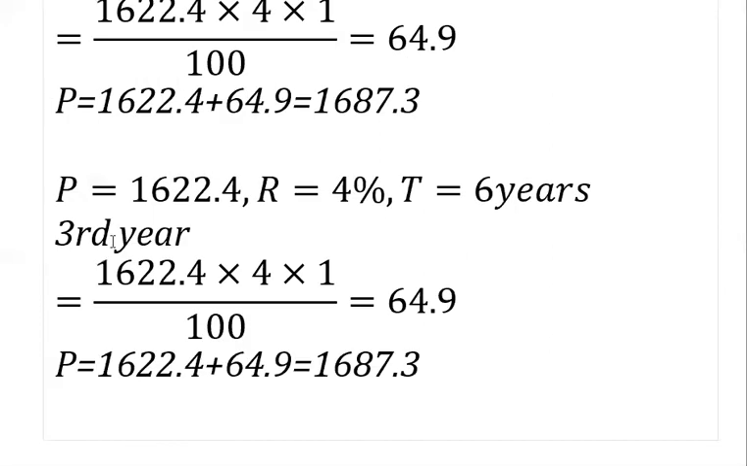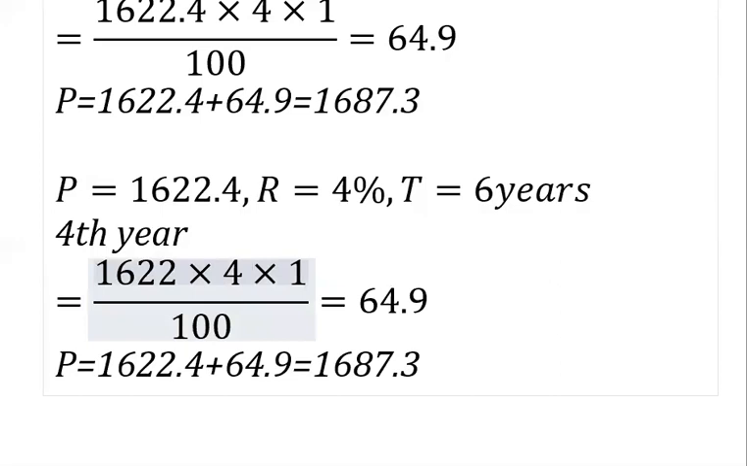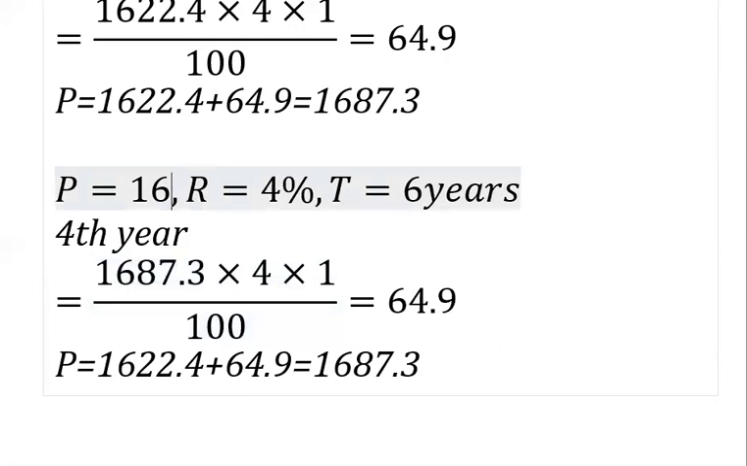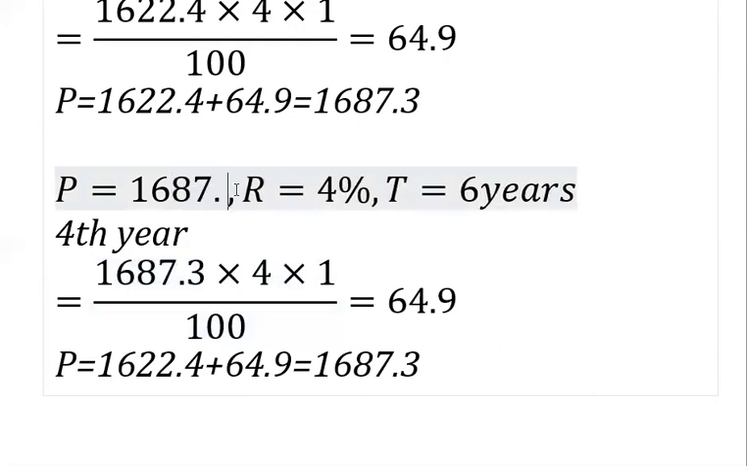Awesome. So the fourth year. This time around, our new principal will be 1687.3. Don't forget to change the year as well, but when we get there, we change it to 1687.3. Our new principal. Don't forget 1687.3. Awesome.